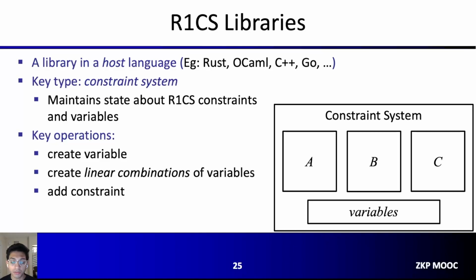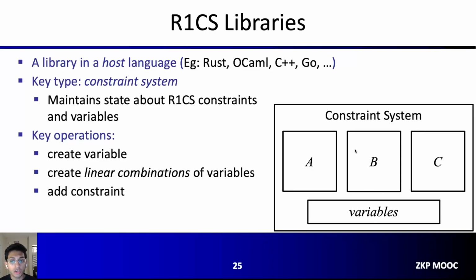and that is a constraint system. This constraint system object is responsible for maintaining state about the R1CS constraint system as you build it up, and the variables and values assigned to the variables as you are doing the constraint system generation. In a little more detail, the constraint system internally contains the representation of the 3 constraint matrices A, B, and C, as well as the values that are assigned to the variables, if there are any values assigned.